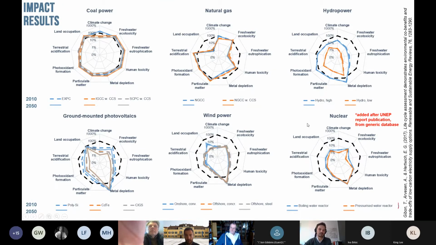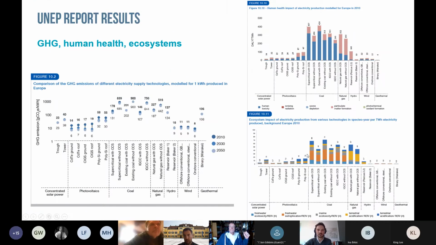This is from a publication that was actually after the UNEP report, so nuclear appears here, but it was not included in the UNEP report. This is actually very much based on a lot of generic data, which I think is quite old right now, and that would need quite an update. And some other results you can have, I can't remember who said that there's no zero emission technology, but yeah, it's definitely true for all of them.